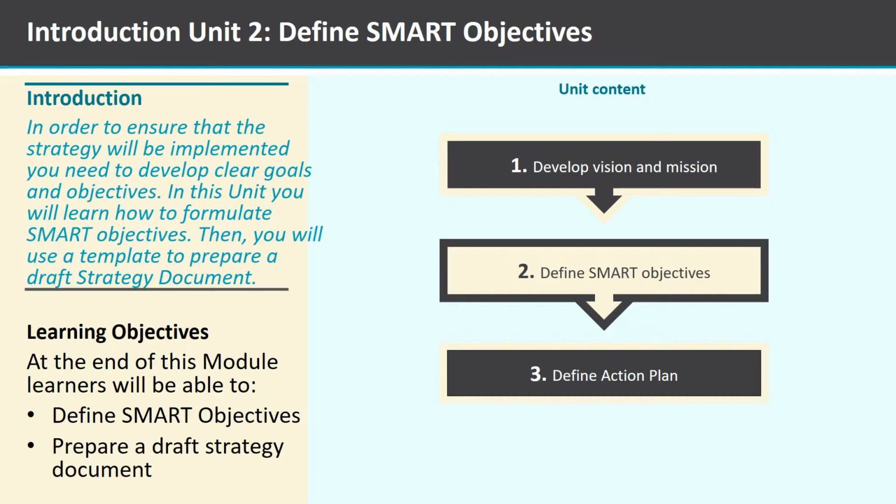So we are looking at Unit 2, Define SMART Objectives, out of 3 units, the first one being Developing a Vision and Mission, and the third one, Defining the Action Plan. The learning outcomes for this unit are, at the end of this module, learners will be able to define SMART objectives and prepare a draft strategy document.